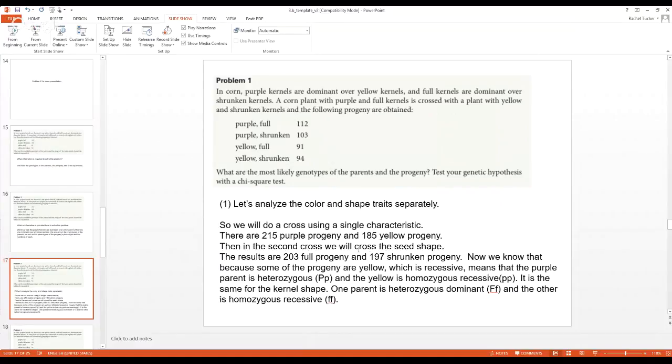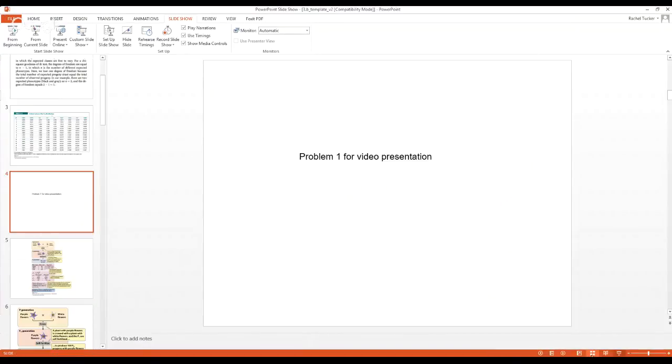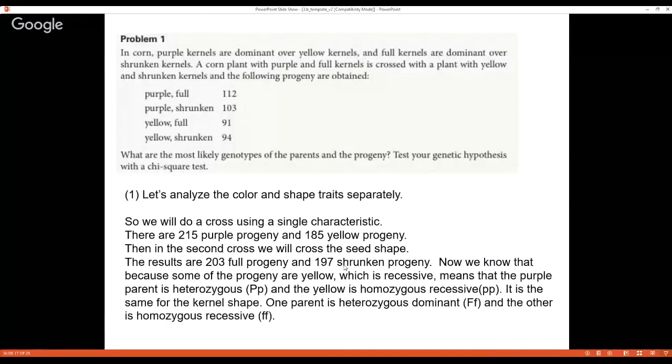Then in the second cross, we'll cross the seed shape. So if you add up the fulls, you end up getting 203 full progeny and 197 shrunken. And now we know that because some of the progeny are yellow, which is recessive, that means that the purple parent has to be heterozygous. And then the yellow is homozygous recessive. So the first one is uppercase P, lowercase p, and the second one is lowercase p, lowercase p.